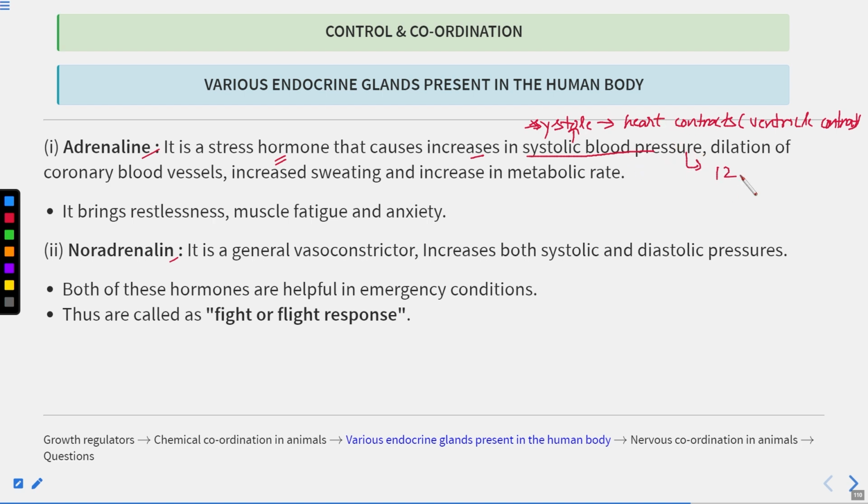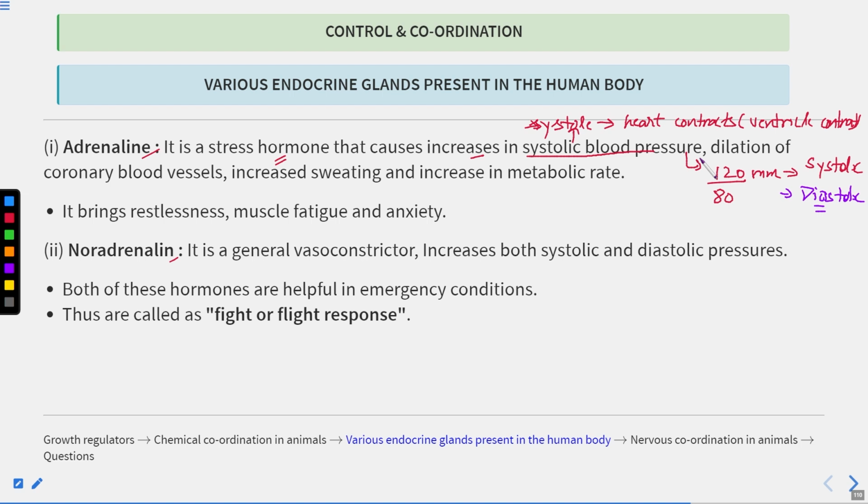So whenever you measure the blood pressure, you see two figures, an upper figure and a lower figure. 120, this is the systolic blood pressure. The upper one is the systolic and the lower one is the diastolic. Diastolic is when the ventricles relax, or you can say the heart relaxes. Clear? That is known as the diastole, and during the diastole, we have the diastolic blood pressure.